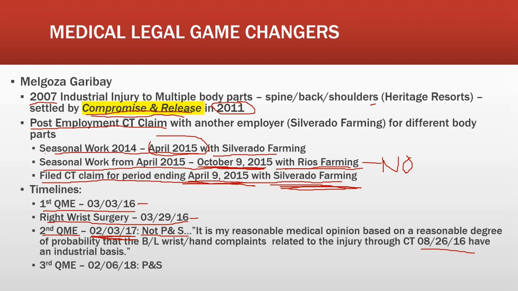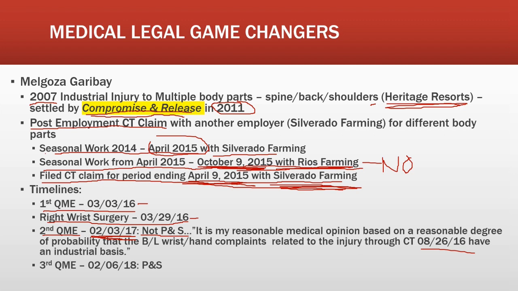Now again, all we have is the case to reference, so it's not clear what his reasoning is as to why the hand complaints had relation to Silverado farming and were not in any way related to working with Rios farming, and are not related to any past employment with Heritage Resorts or any other employer. But he opines in this case that the examinee should be provided with workers' compensation benefits.